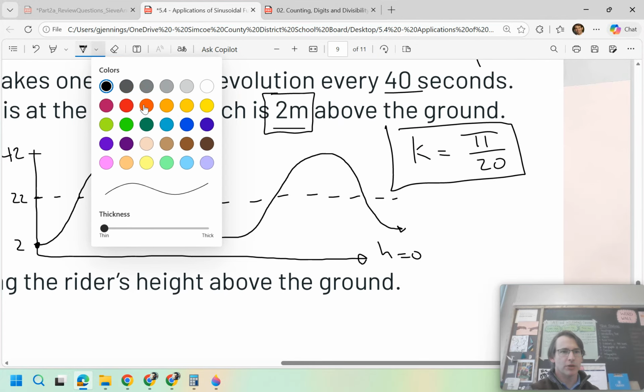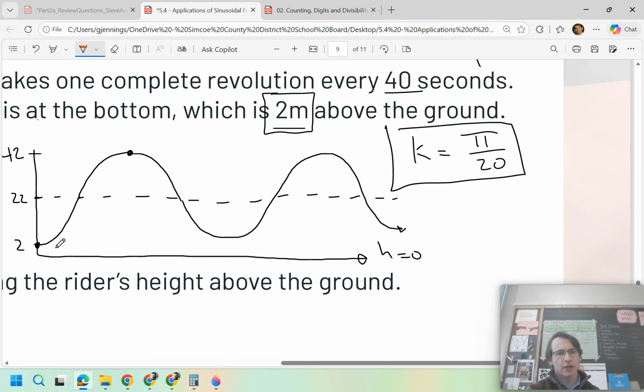Now let's put some points on there so that we have some good stuff labeled. So I'm going to label in orange because it really pops. This is the point 0 seconds, 2 meters above the ground. This is the point 40 seconds, 2 meters above the ground. I think you'll agree. And this is the point 80 seconds, 2 meters above the ground. See how I did that? Just add the period. It's amazing.